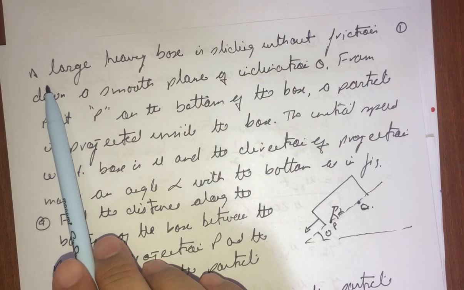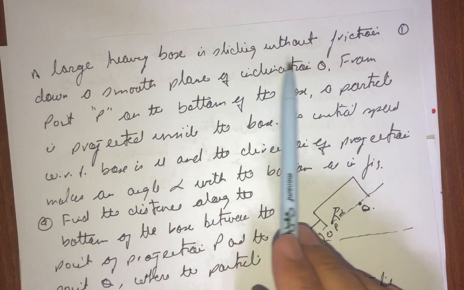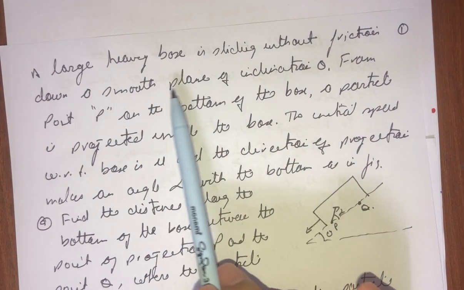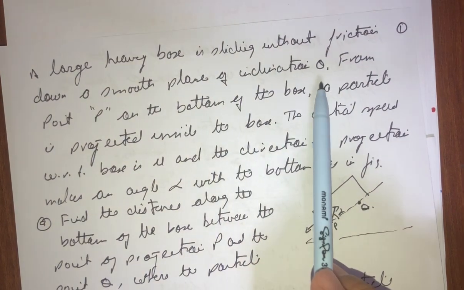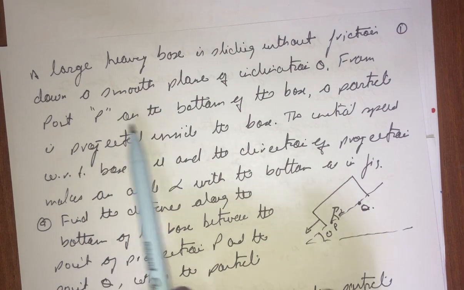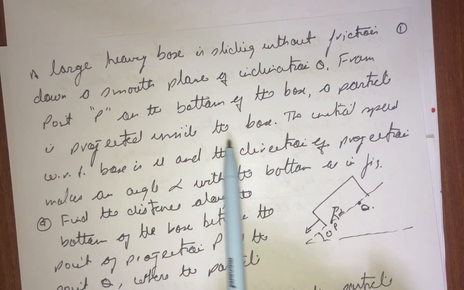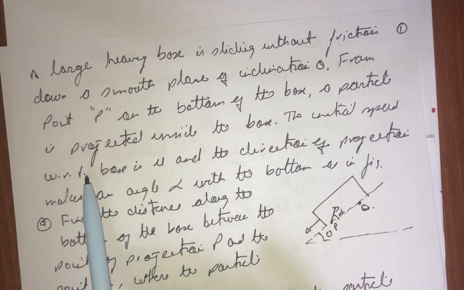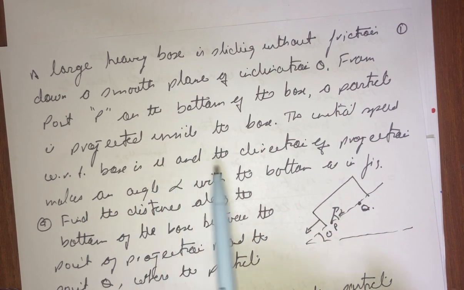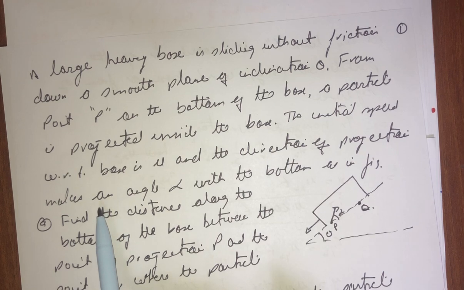The question asks: a large heavy box is sliding without friction down a smooth plane of inclination theta from a point P. On the bottom of the box, a particle is projected inside the box. The initial speed with respect to the box is u, and the direction of projection makes an angle alpha with the bottom as in the figure. So this is a basic figure.